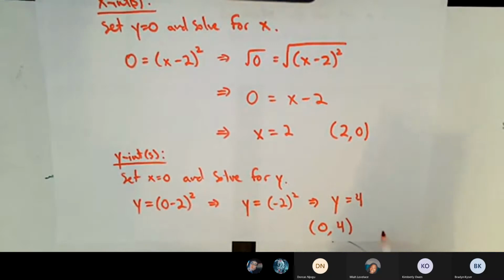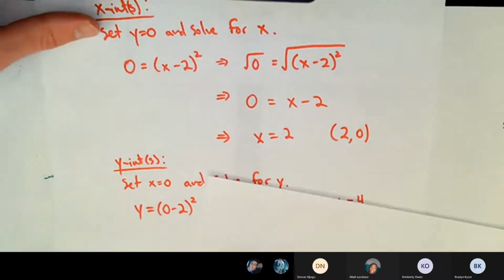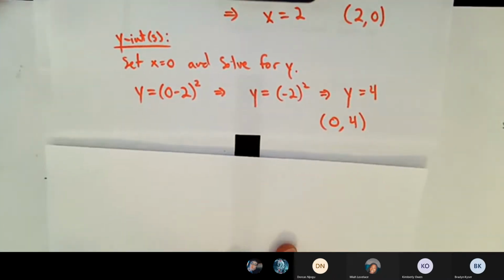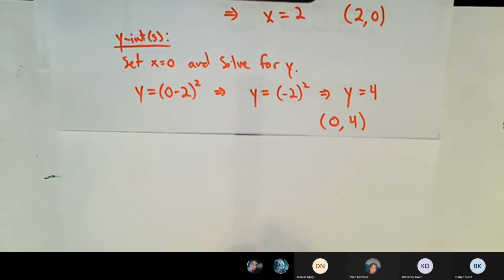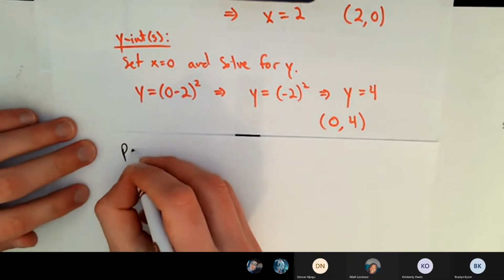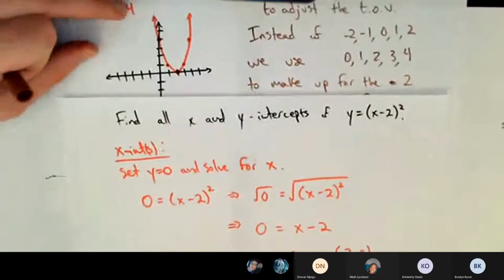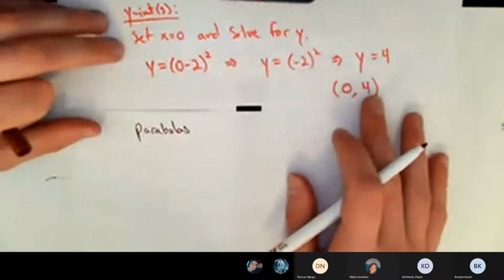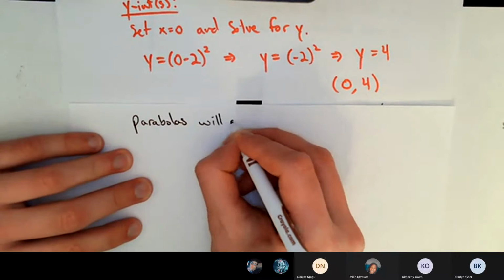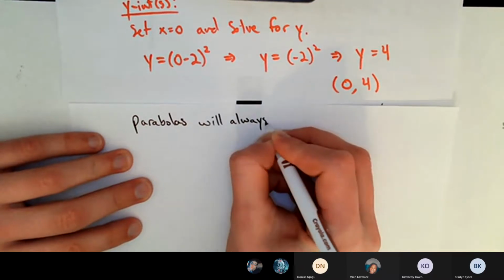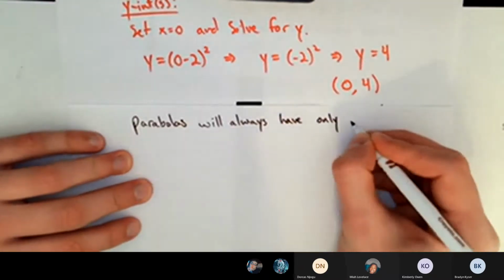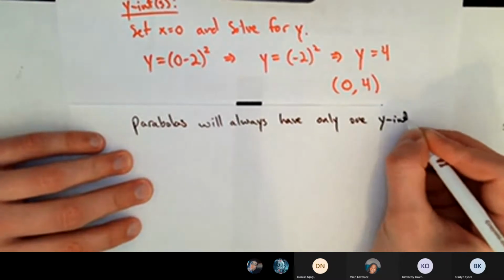And a parabola will always only have one y-intercept. So since I said it verbally earlier, let me go ahead and write down those facts that I just said about parabolas, which is that parabolas, remember, parabola is the shape, right? Parabolas will always have only one y-intercept.